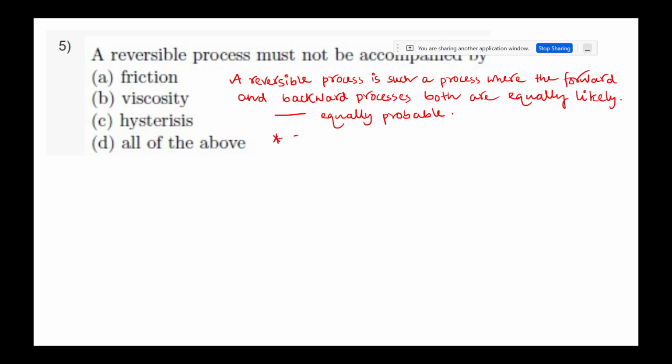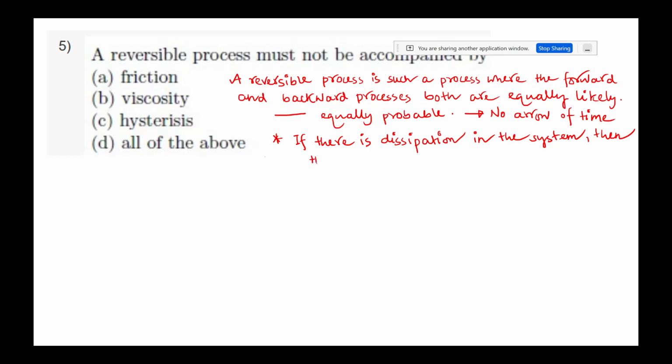Now, if there is dissipation in the system, then, since equally probable means no arrow of time, if there is dissipation in the system, then there is an arrow of time, and if there is an arrow of time, then there should be memory, because it determines, right?